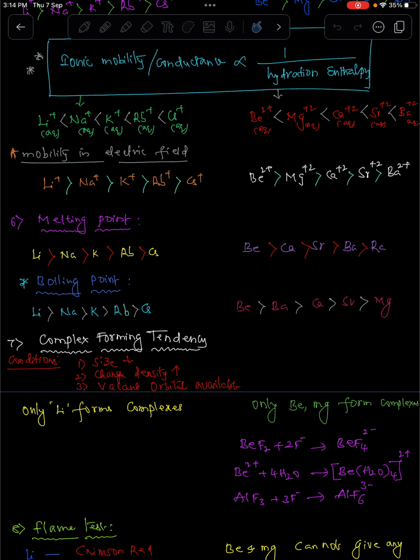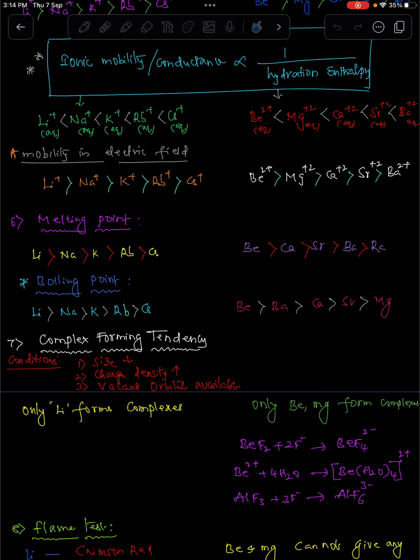Melting point order. So melting point is more in the case of lithium in 1A group elements because of its hard nature. And in the case of second group elements, beryllium is having highest melting point. Boiling points are also following the same. Lithium is having more in the case of 1A, beryllium is having high in the case of second group elements.